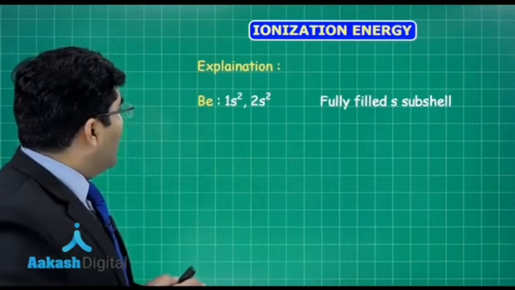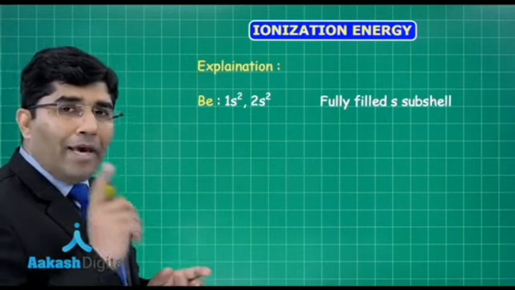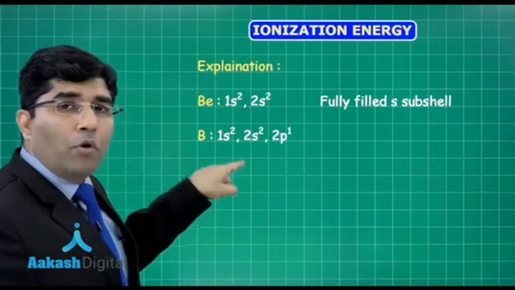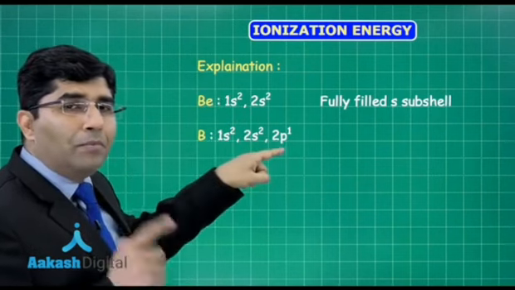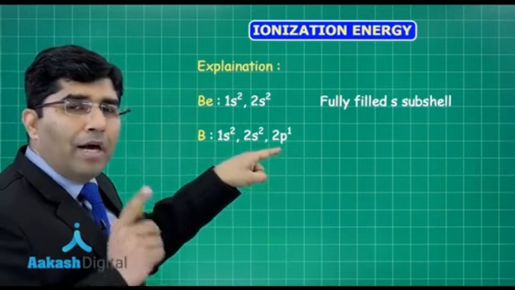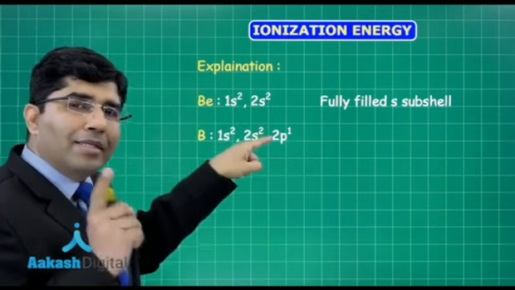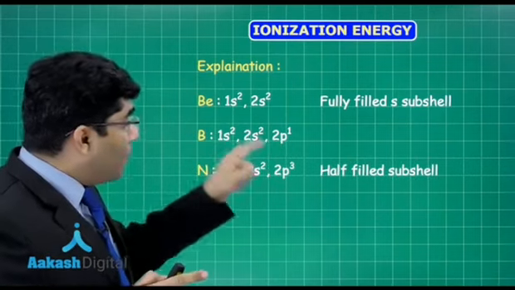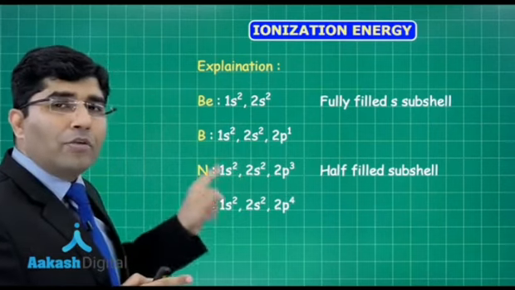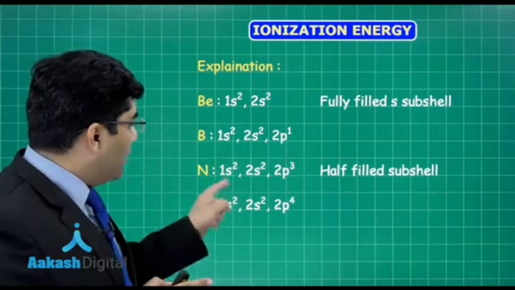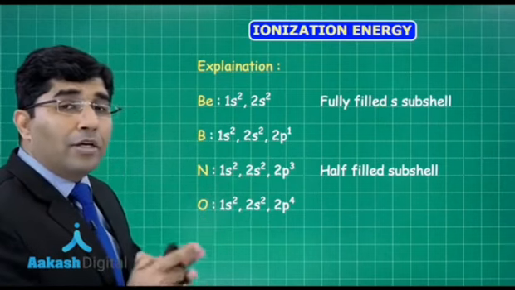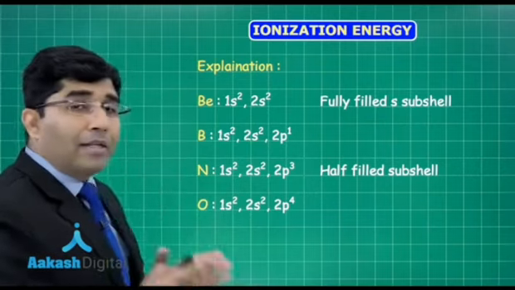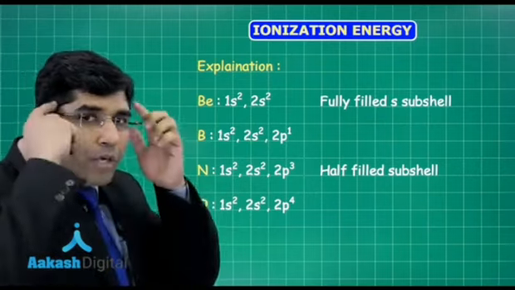And the explanation is, in the case of beryllium, we have a fully filled s subshell. But in the case of boron, we have an incomplete p subshell. That's why the ionization energy of beryllium is greater than that of boron. Now in the case of nitrogen, we have a half filled subshell, 2p3. But in the case of oxygen, we have an incomplete p subshell, that is 2p4. That's why the ionization energy of nitrogen is greater than that of oxygen, and the ionization energy of beryllium is greater than that of boron. So that we have to keep in mind, right?